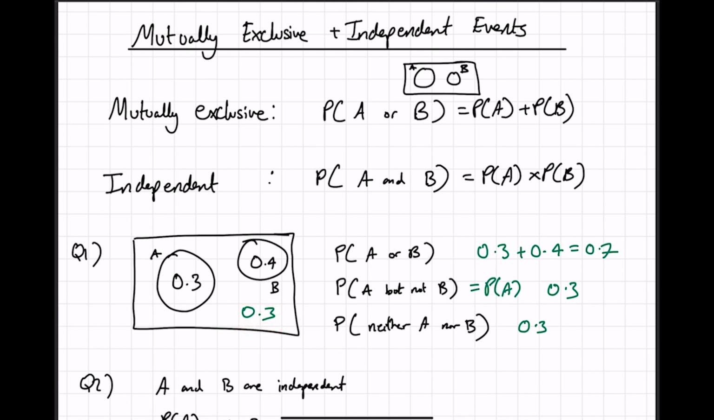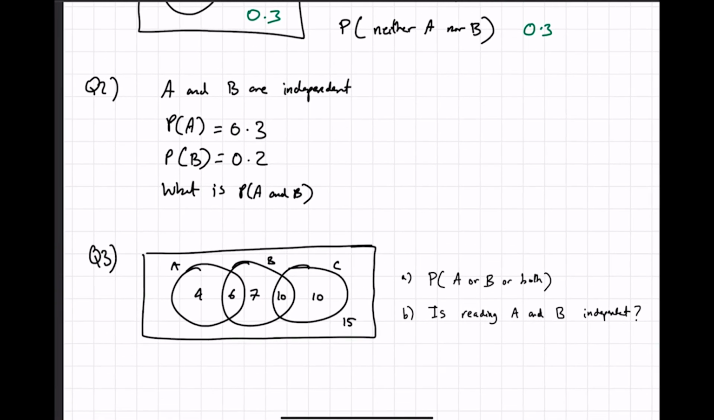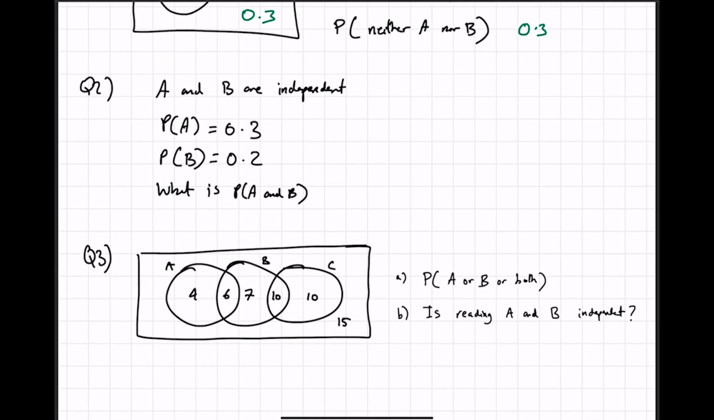So I hope that's a simple type of question to understand. Let's take another look at another kind of question. So let's say A and B are independent, and we say the probability of A is 0.3, the probability of B is 0.2. So what is the probability of A and B? Well, because we know this is independent, we can quite simply just multiply this times this to find A and B, since that's our rule for independence.